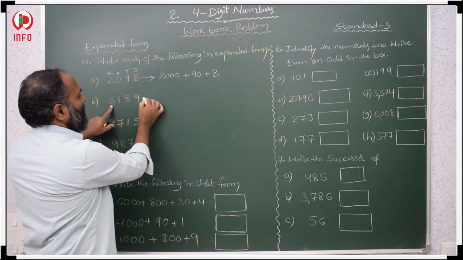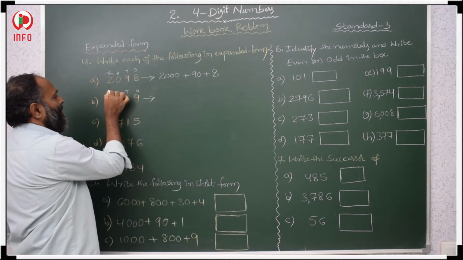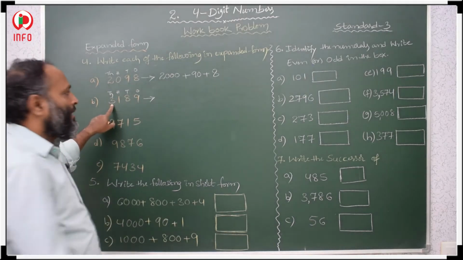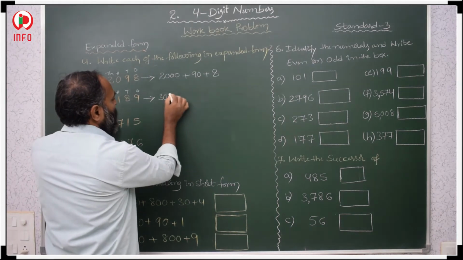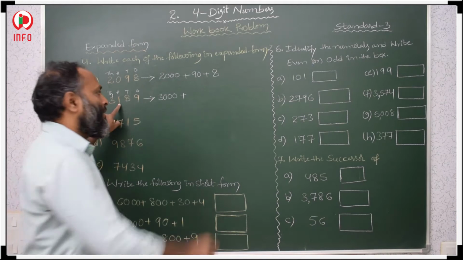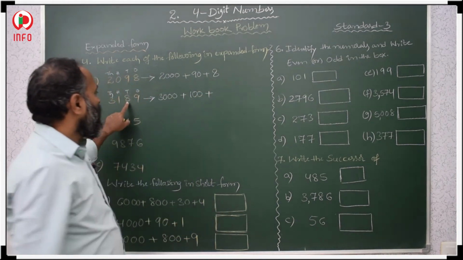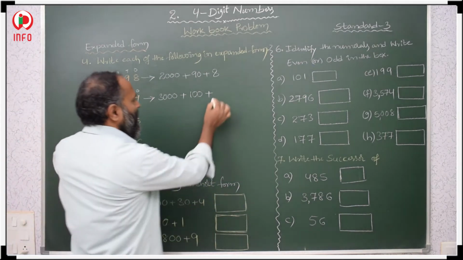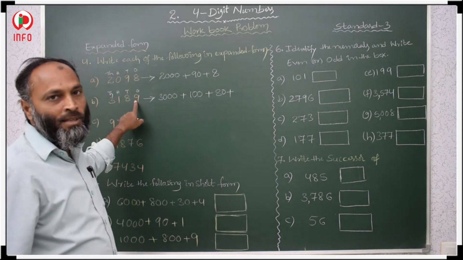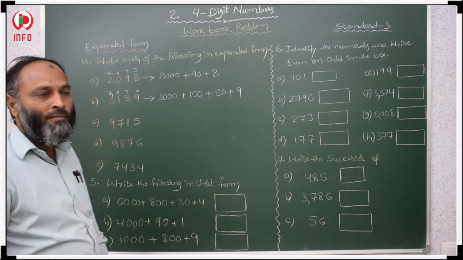Now here again ones place, tens place, hundreds place and thousands place. 3 is in thousands place, 3000. 1 is in hundreds place, so 100, and after that plus, then 8 is in tens place, that is 80, after that plus sign, then 9 is in ones place, 9 ones are 9, like this.